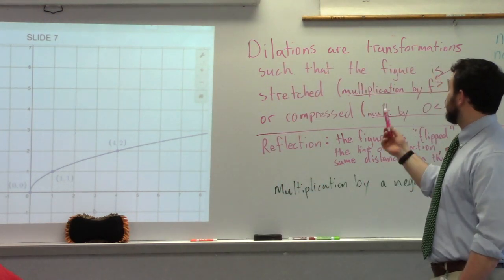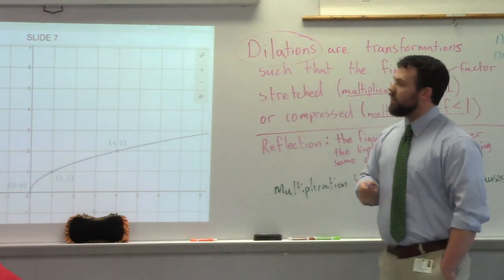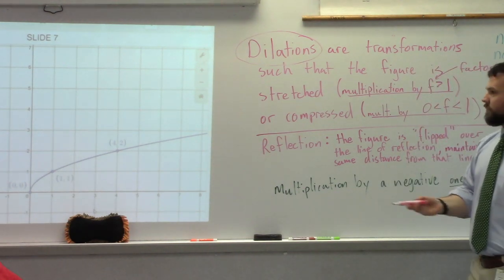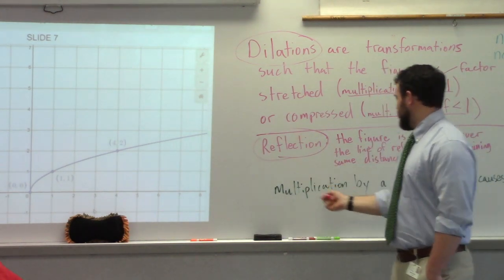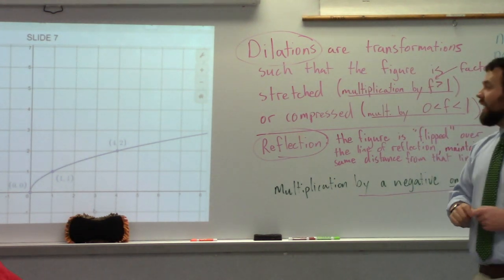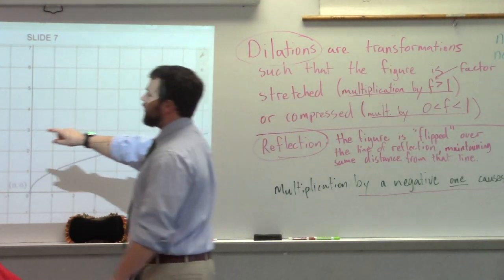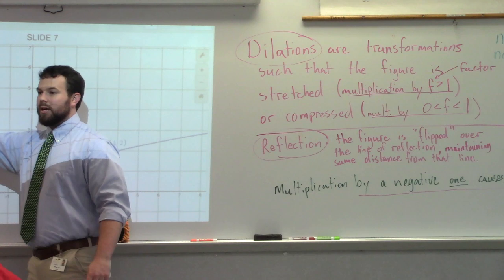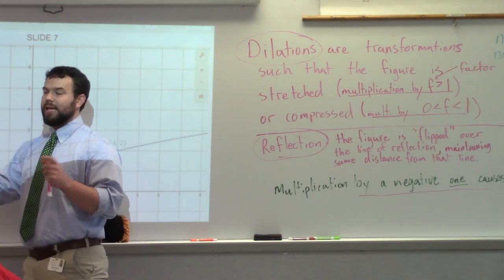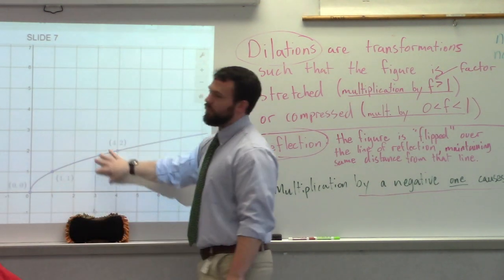Compression and stretching, which are dilations. What else can multiplication do? Remember, multiplying by a -1 causes a reflection. So what we're trying to do here is investigate if that is true. Pay attention to your value of C. Pay attention to where that operation is located, because remember, it could be either inside or outside the main operation. See how it's affecting the graph.